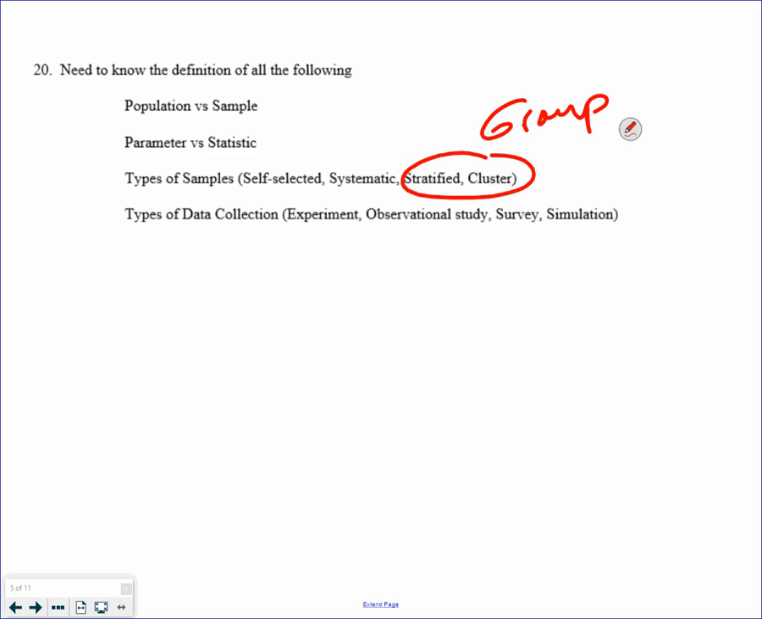Data collection: experiment versus observation versus survey versus simulation. An experiment means you're forcing something on somebody to see what would happen. Observation is you're stepping back and just watching. Survey, obviously you're asking questions, you're talking to people, you're basically dictating what's going to happen. And a simulation means you're trying to simulate a real life situation. Most of the time you'd want to use that if it is something dangerous, so you want to simulate it so that you don't get anybody injured.